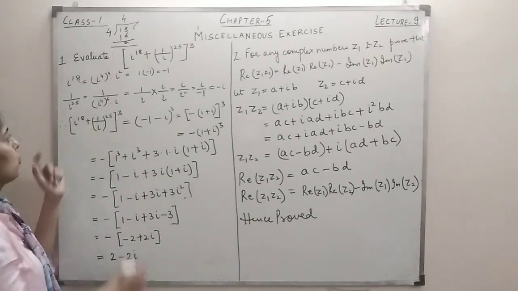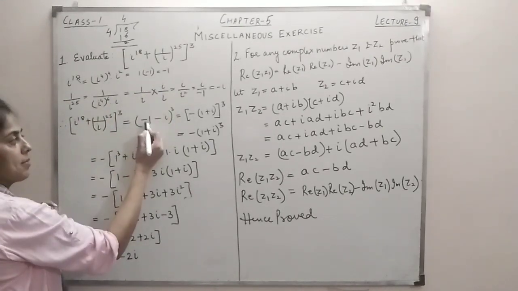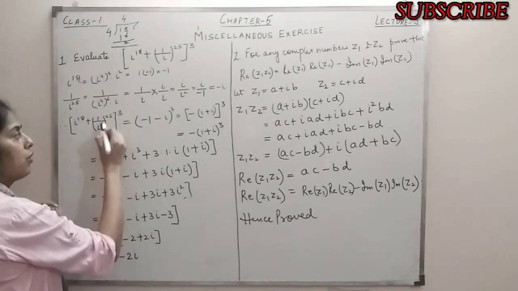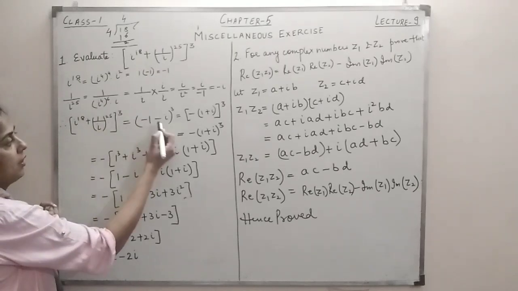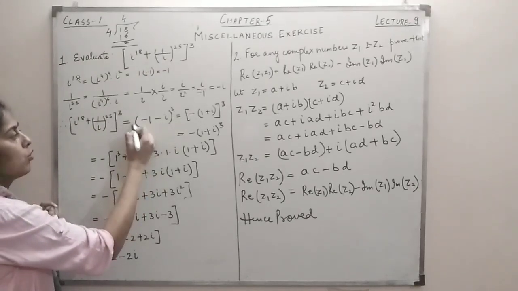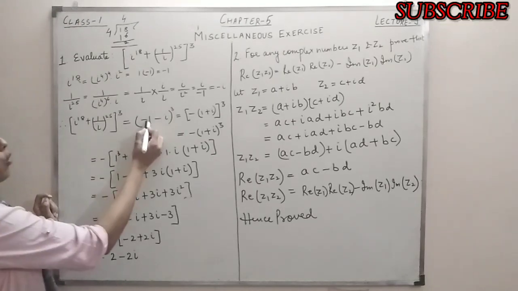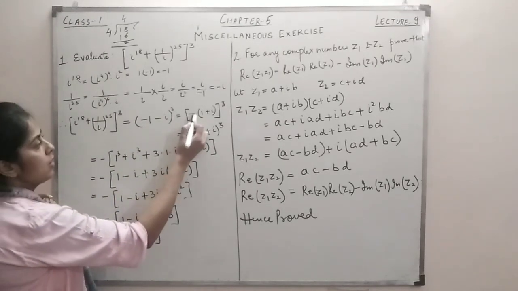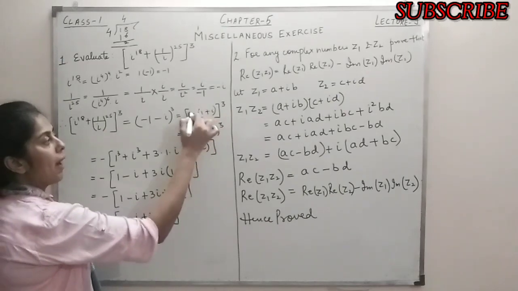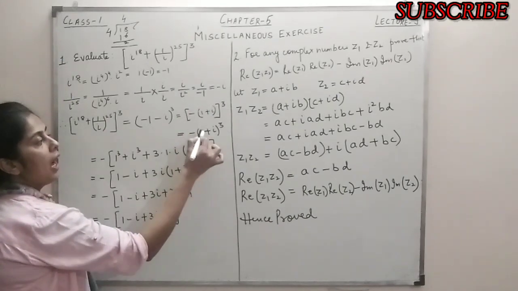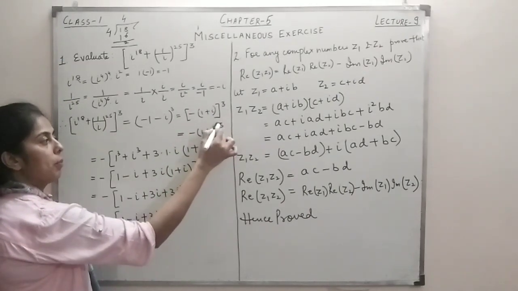Now we'll put the values here. What is iota 18? That is minus 1. 1 upon iota raised to the power 25 is minus iota. So whole to the power 3. Can we take minus common from here? So it will come 1 plus iota cube. Minus cube is minus only, and 1 plus iota whole to the power cube.